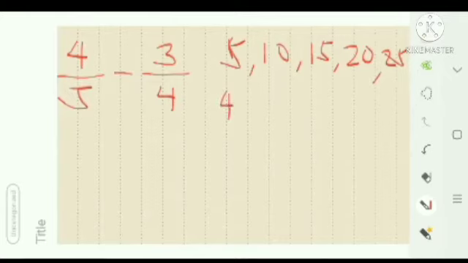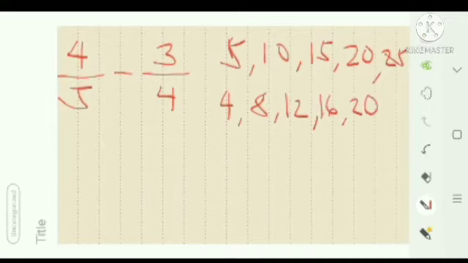For our denominator 4, we have 4, 8, 12, 16, 20, 24, and so on and so forth.